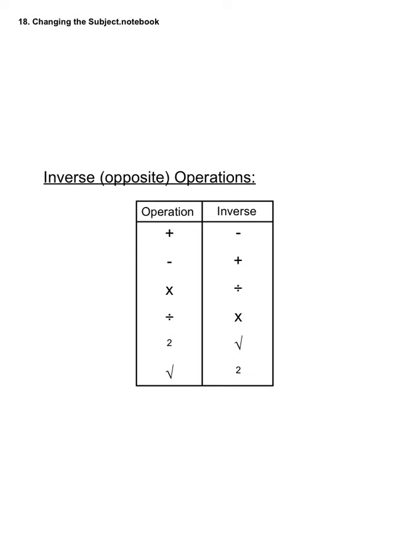Okay, so in order to effectively change the subject of an equation, you need to know your inverse operations, or your opposite operations. The opposite to plus is minus, the opposite to minus is plus, the opposite to multiply is divide, the opposite to divide is multiply, the opposite to squared is square root, and the opposite to square root is squared. Also, you could have cubed and cubed root as well, or any power and any root.